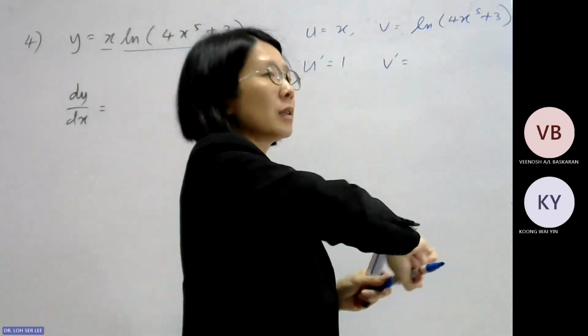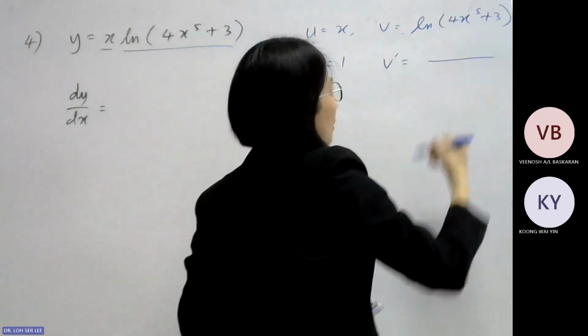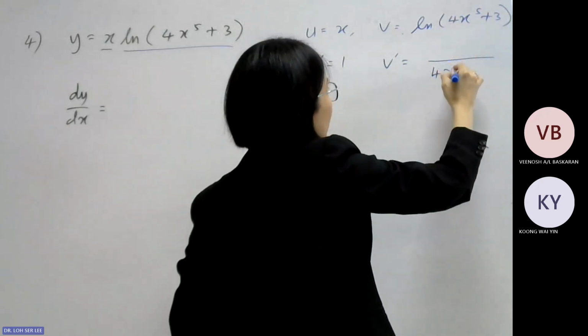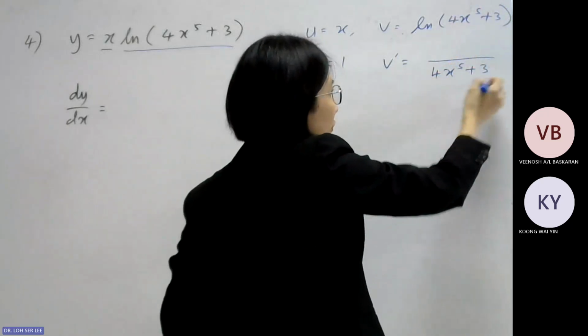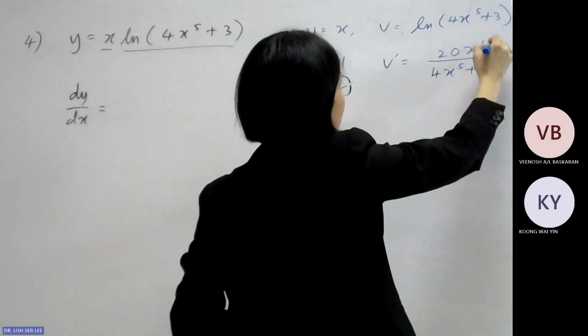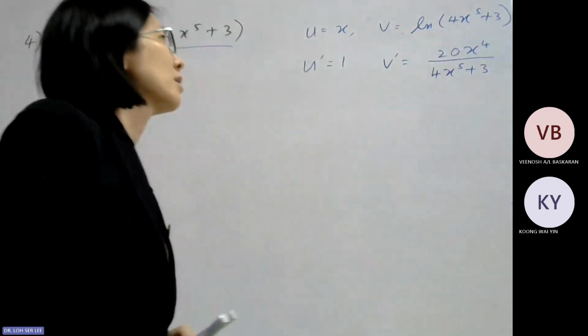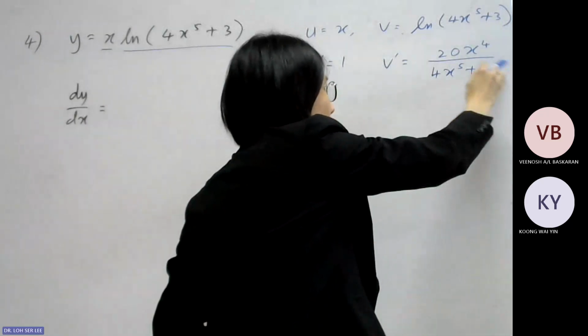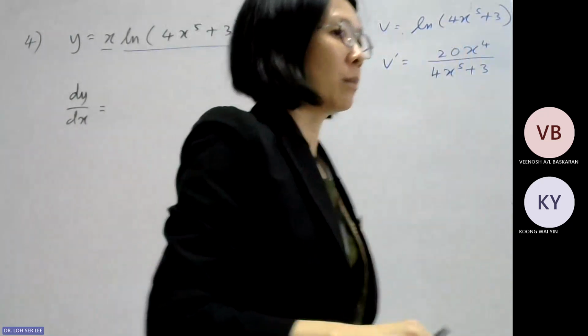Differentiate log function, you will get a fraction where the function here, you put it as the denominator. Then you differentiate this one, you get 20x to the power of 4. You put it at the top. Okay, this is how we differentiate a log function. Okay, differentiate denominator, put it at the top.